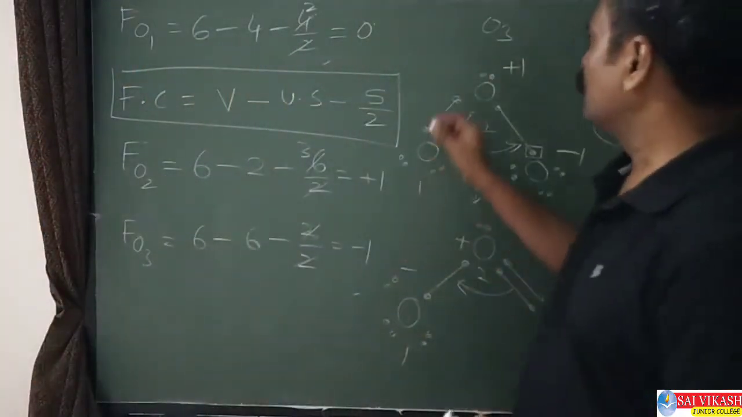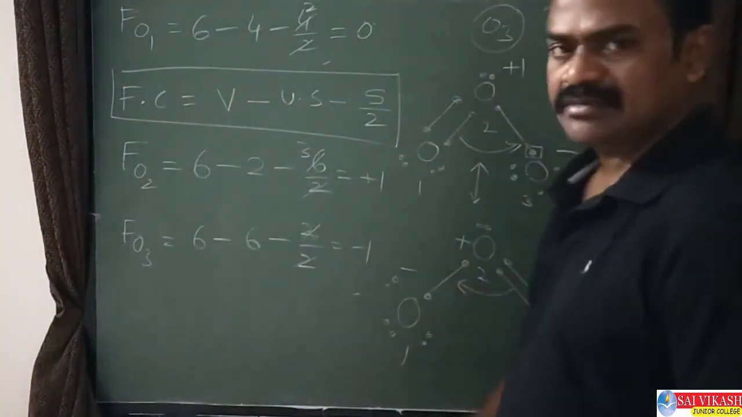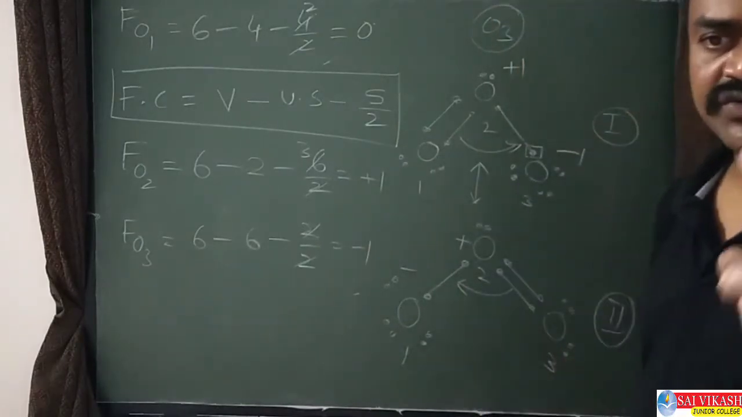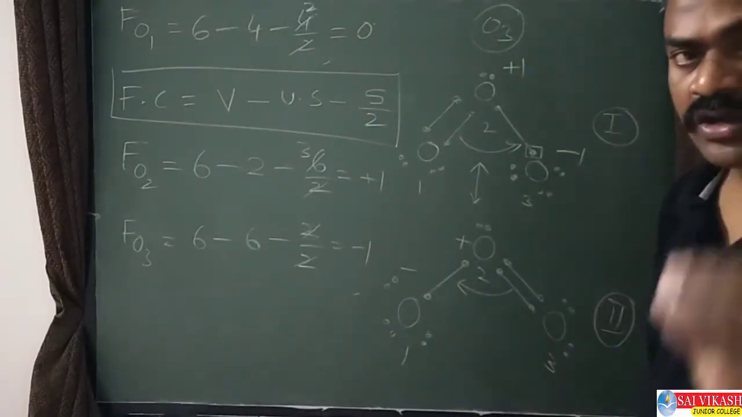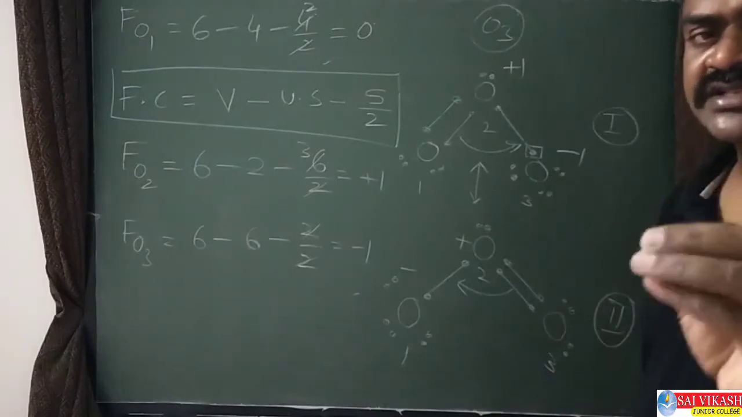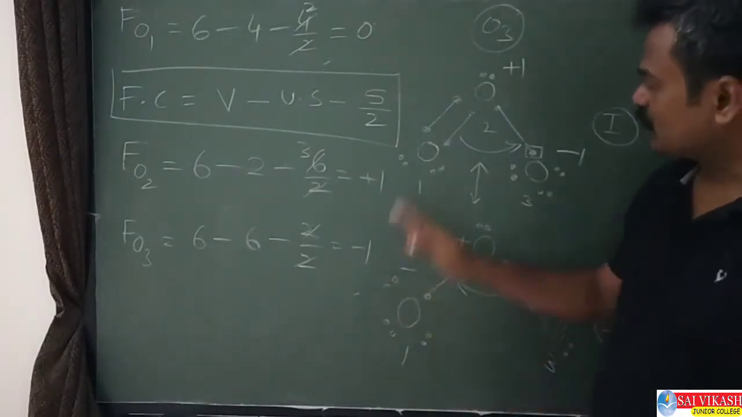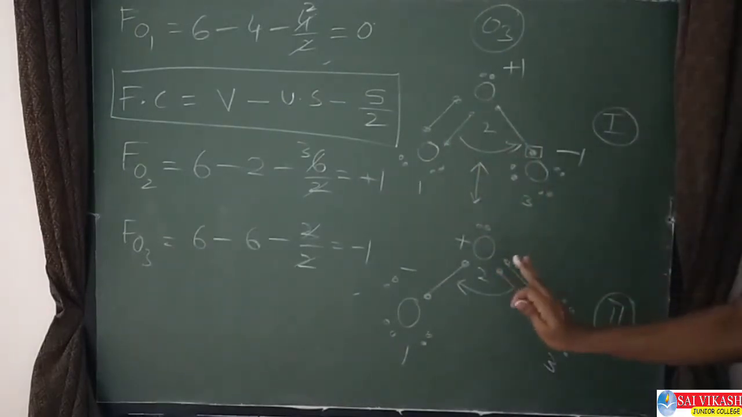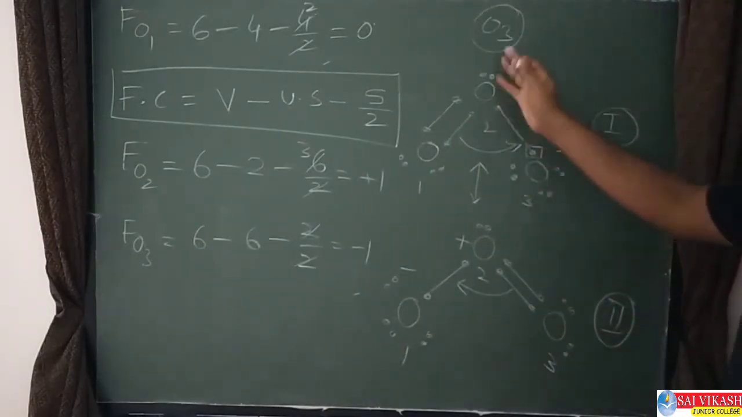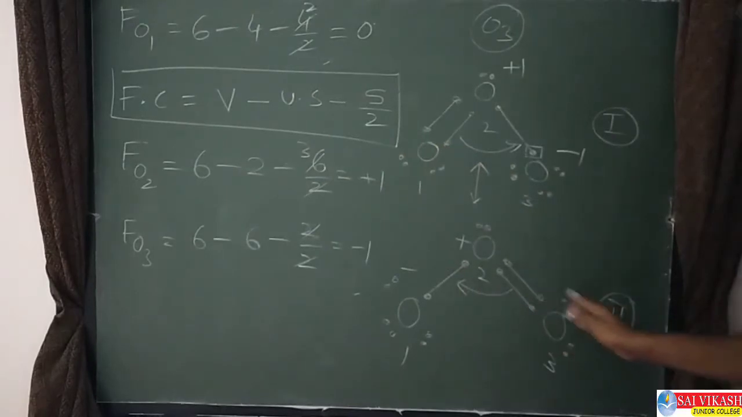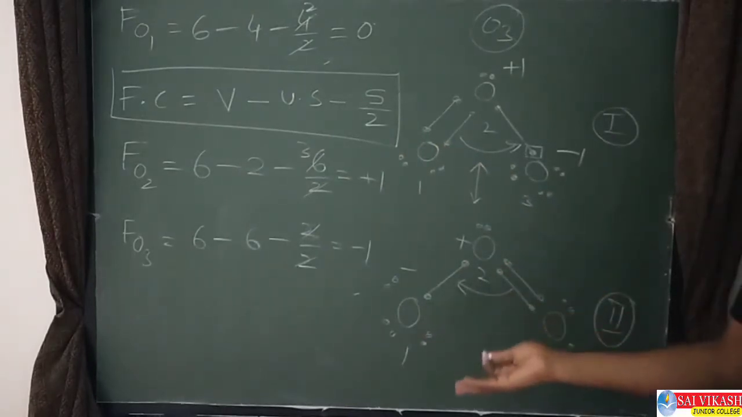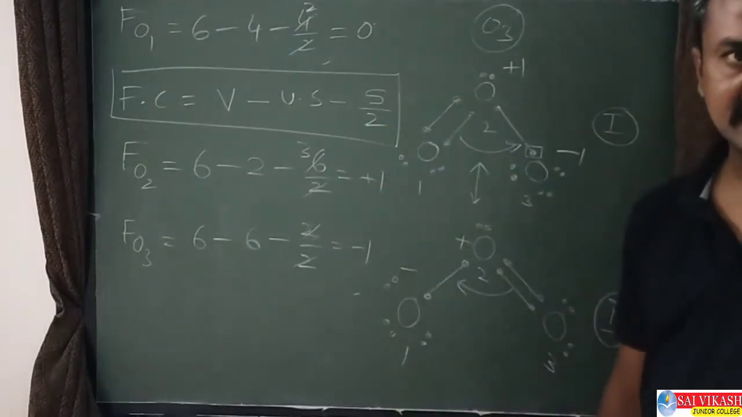That's why O3 is a neutral molecule, because whatever the 3 oxygen atoms are there, the sum of the formal charges of all the 3 oxygen atoms is 0. Therefore, this way we can find out formal charges. For structure 1 we got the formal charges, for structure 2 also you will get the same answers like this.